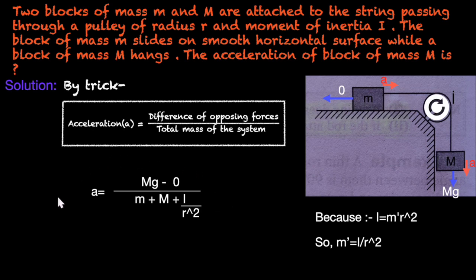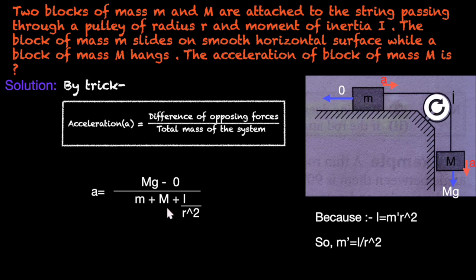And since the trick says it is the total mass of the system, the total mass of the system must include capital M, small m, as well as the mass of the pulley. So it will become mg divided by m plus I by R square. Did you match the answer with the general method? The answer is yes, you matched the answer.